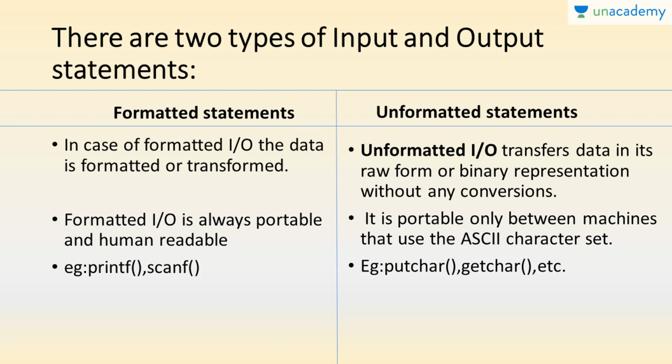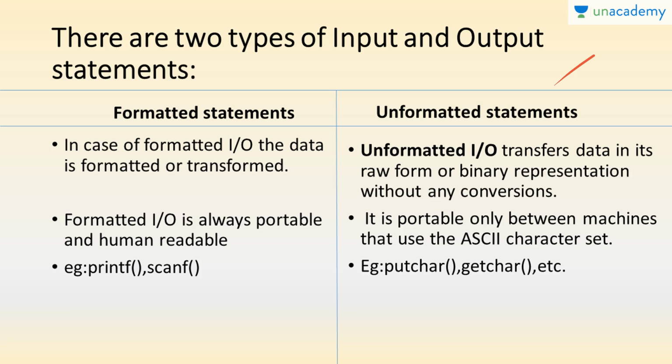The difference between formatted and unformatted input and output operations is that in case of formatted input-output, the data is formatted or transformed. That means that in formatted input-output, binary data is converted to ASCII before it is being stored, manipulated or output. So formatted input-output is always portable and human readable, but it consumes more space and it's expensive because of the conversions to be done in between the input and output.